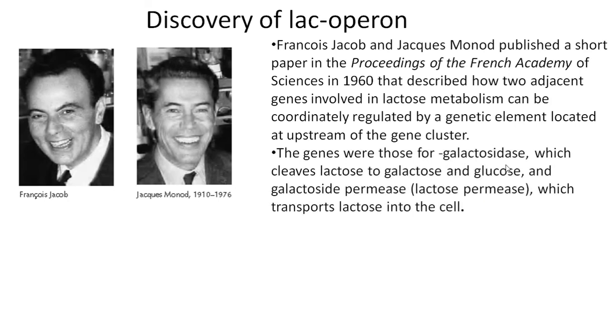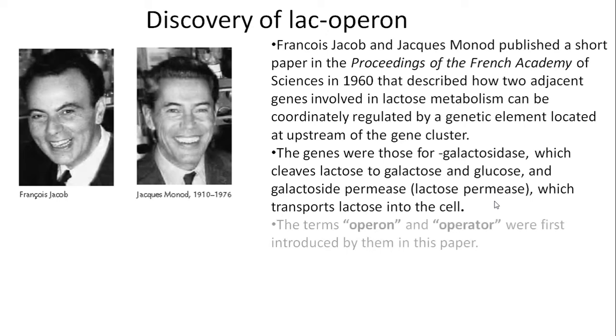These genes are the beta galactosidase, which clips lactose into galactose and glucose, and the Lac permease. They were situated one after another and were regulated by one regulatory element, promoter and operator. Later on, the third gene, the transacetylase, was also found to be associated with the same operon. So this concept came into the field of molecular biology in 1960. This is called the operon model.